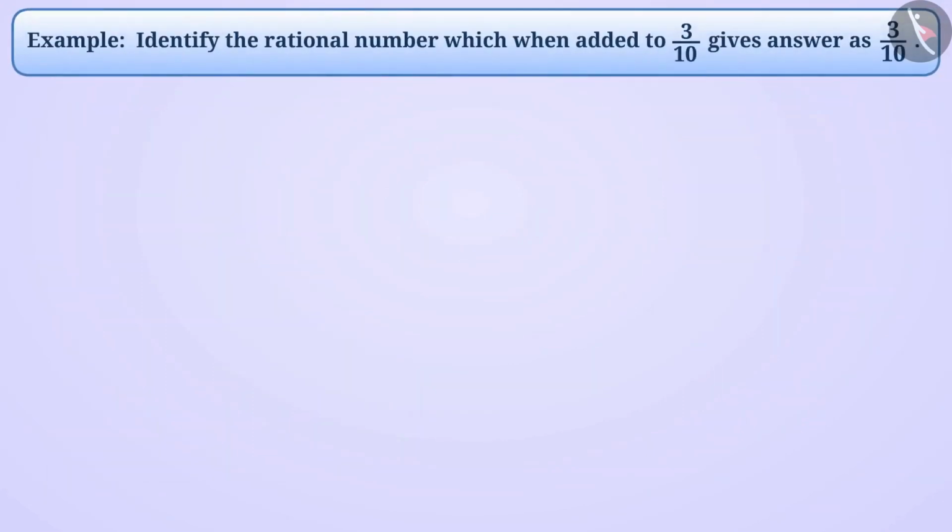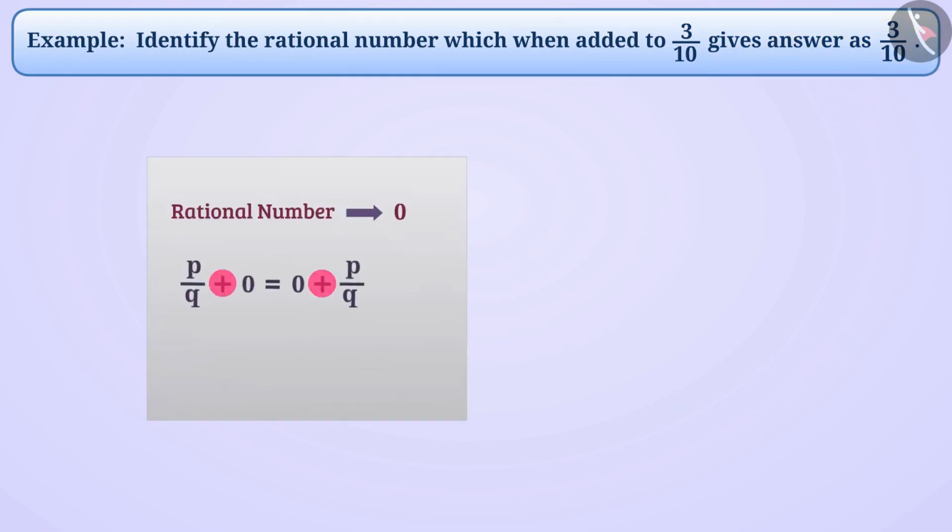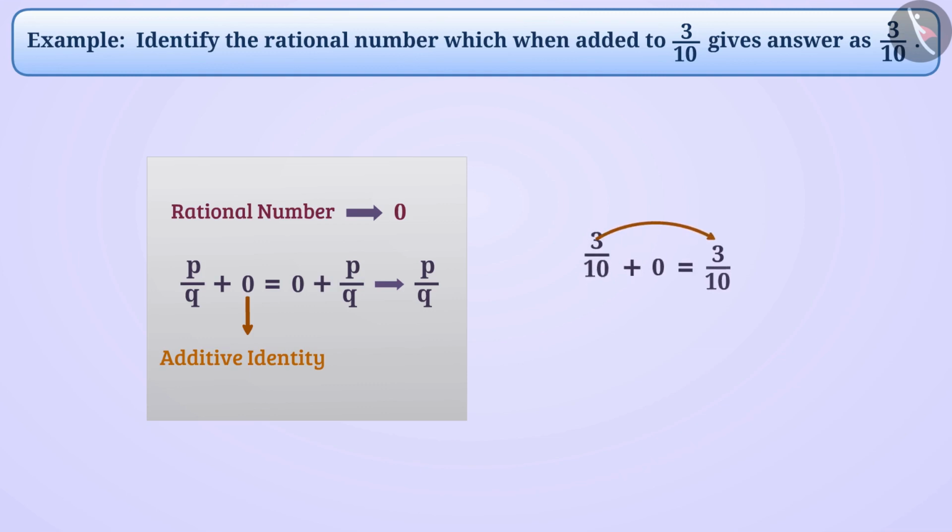Next example, identify the rational number which when added to 3 by 10 gives answer 3 by 10. We know that 0 is the only rational number which if added to any number makes no change in the value of the rational number. Therefore, for addition of rational numbers, 0 is the additive identity. Now, if we add 0 to 3 by 10, 3 by 10 plus 0, then there is no change in the rational number 3 by 10. The required rational number is 0.